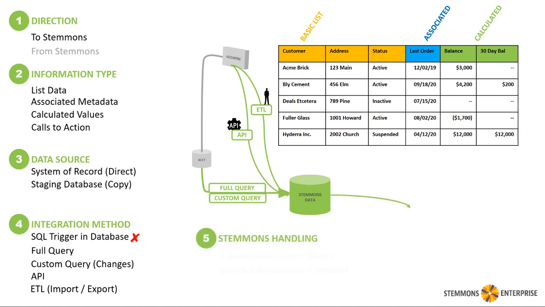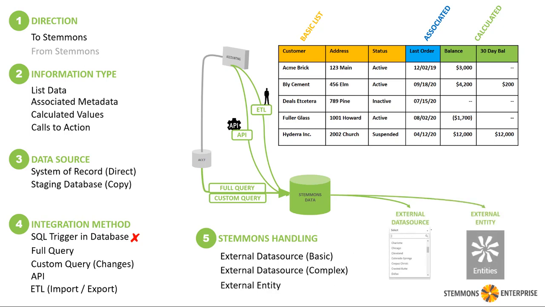Once we get to Stemmons, we need to think about what to do with it. Are we going to make it an external data source, which could be a simple or a complex list? Or do we want to go all the way to external entities, which is a little more complicated but much more robust? The best practice here is to do this in a progressive way.